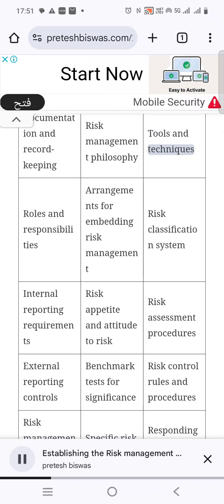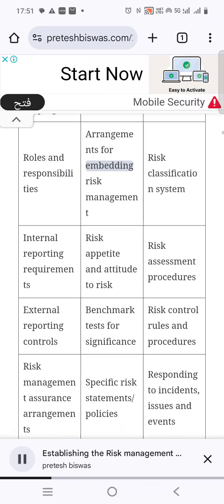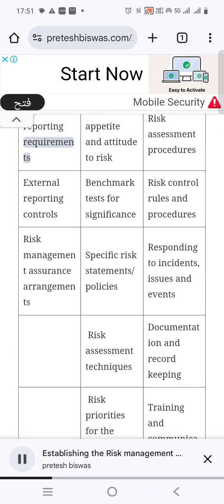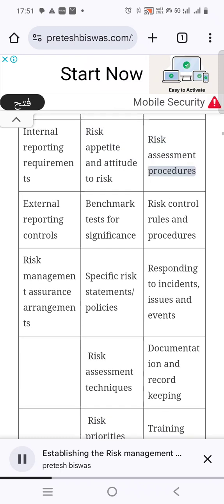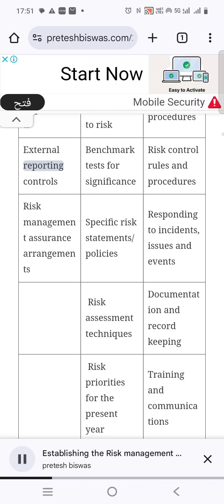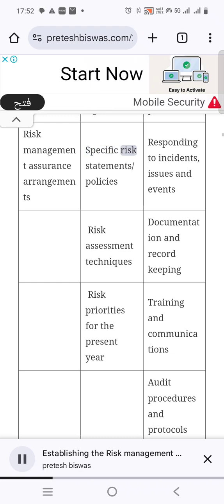Tools and techniques. Roles and responsibilities. Arrangements for embedding risk management. Risk classification system. Internal reporting requirements. Risk appetite and attitude to risk. Risk assessment procedures. External reporting controls. Benchmark tests for significance. Risk control rules and procedures. Risk management assurance arrangements. Specific risk statements, policies.